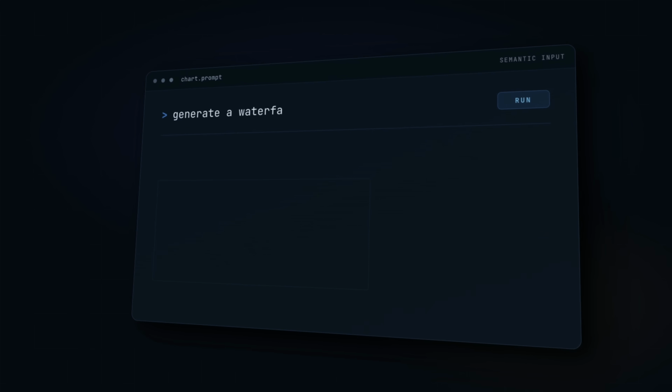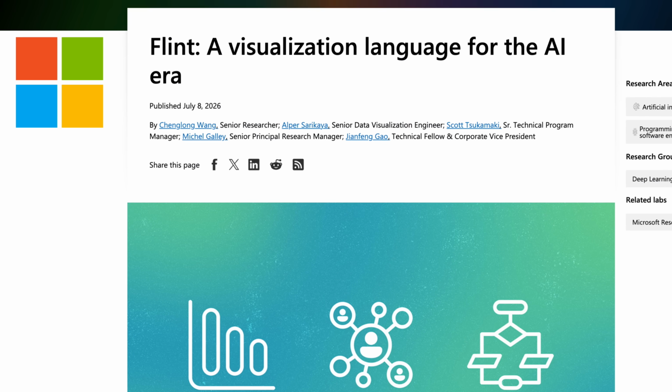Our AI agents can build our entire backend in minutes. Then we ask it for one waterfall chart, and it hands you 100 lines of Vega-Lite that renders a blank page. We blame the model. Microsoft Research just published a bet that everyone's wrong.